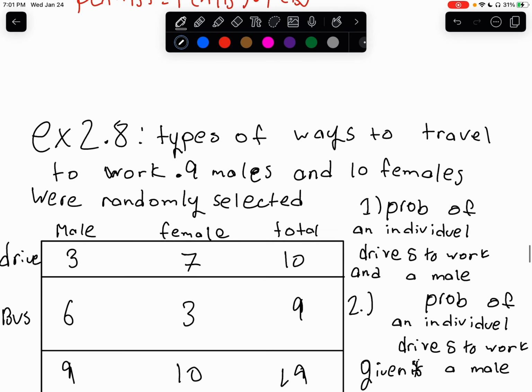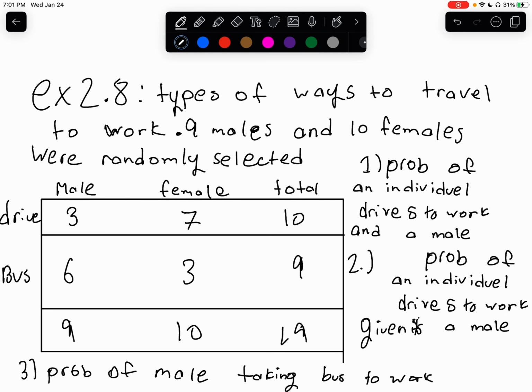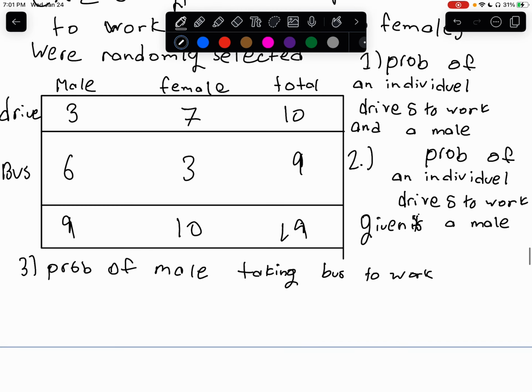So an example of this is we have two ways of travel to work. In this scenario, we have nine males and 10 females that are randomly selected. So we have 3, 6, 9, 7, 3, 10, and then the total on the right side. We're going to answer the following questions.